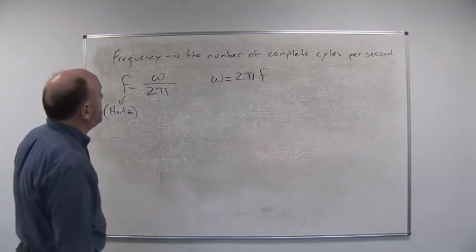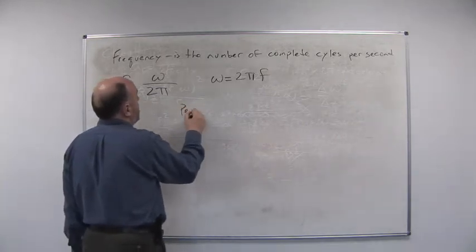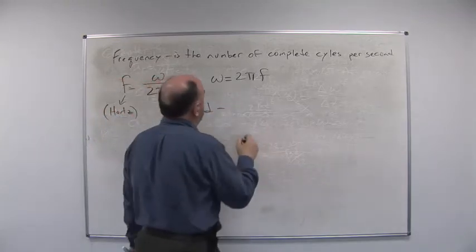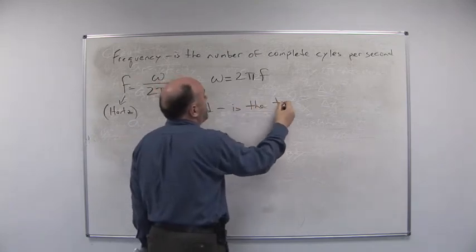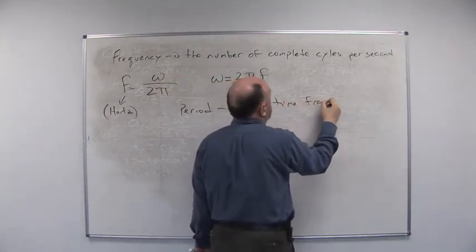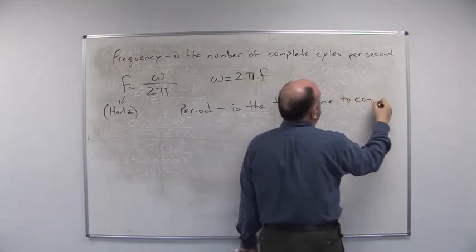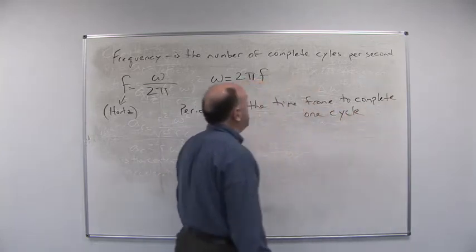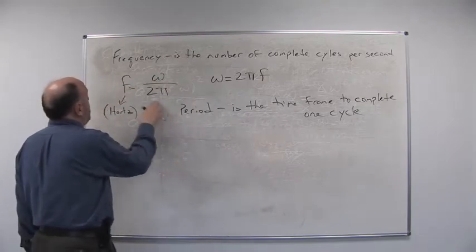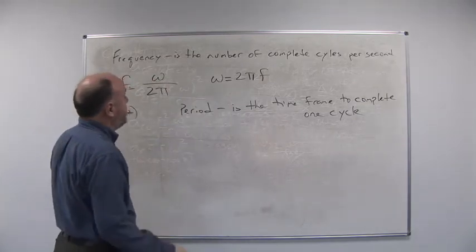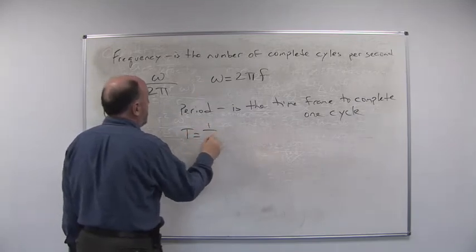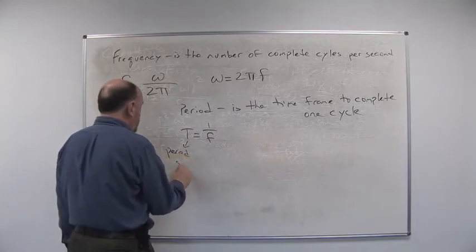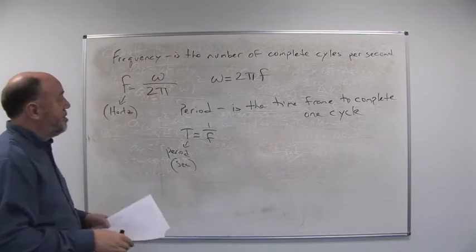And then period is the time frame to complete one cycle. And so period will be measured in terms of seconds. And the relationship between period and frequency is that they are reciprocals of each other. And so this is the symbol for period, and it will be measured in seconds.